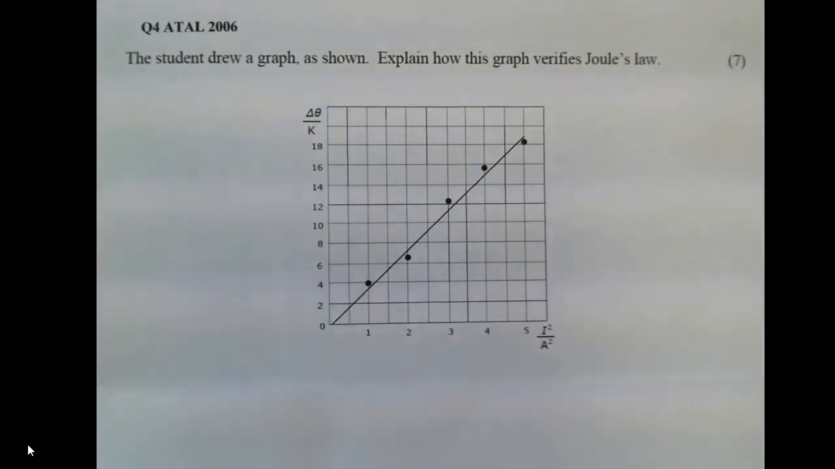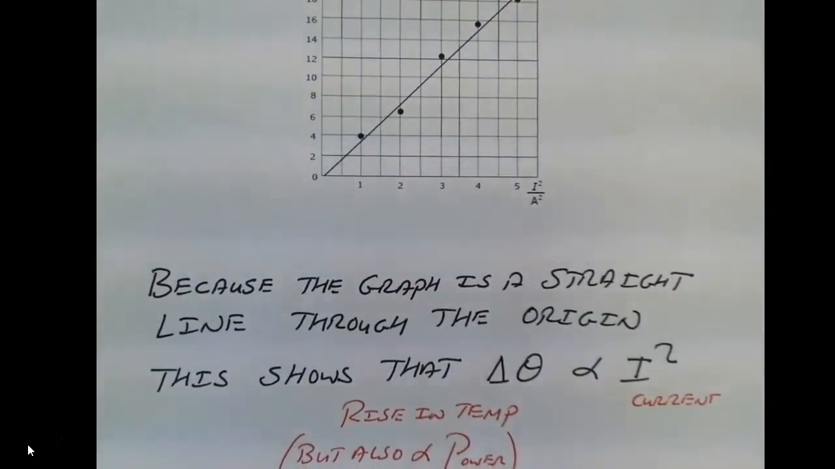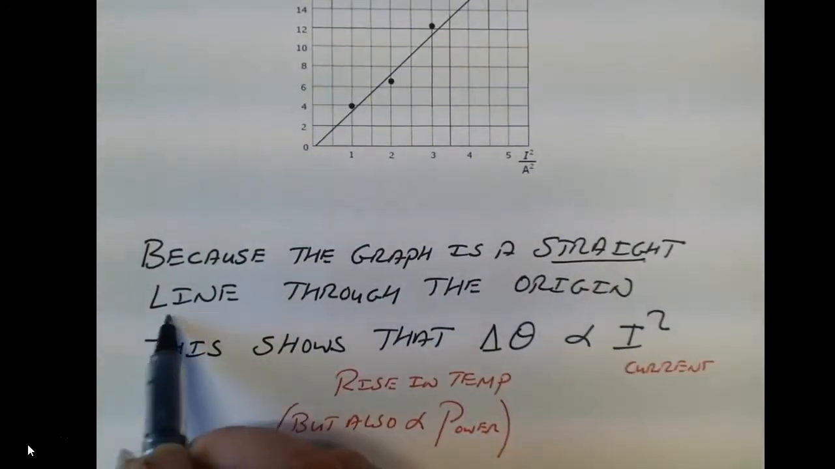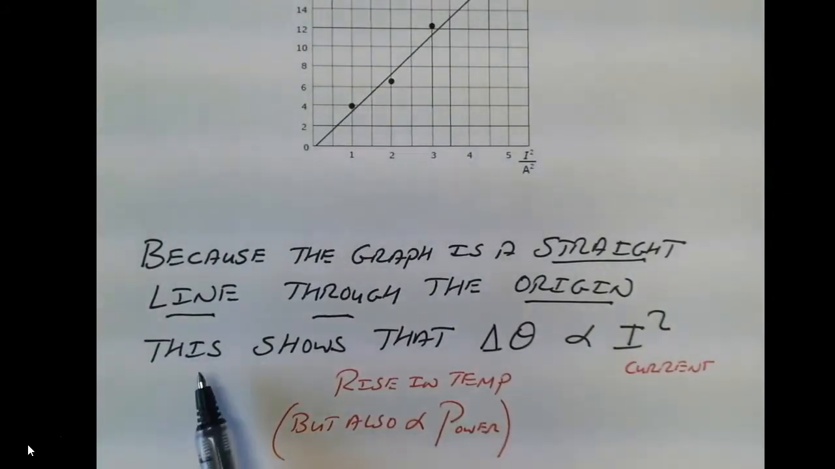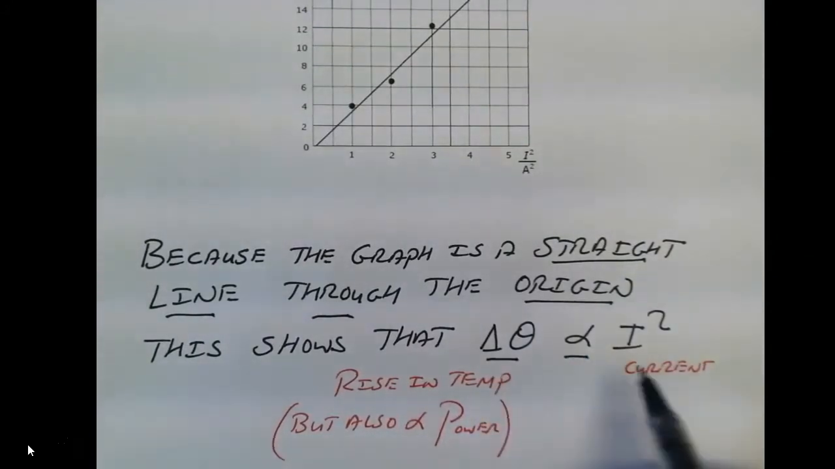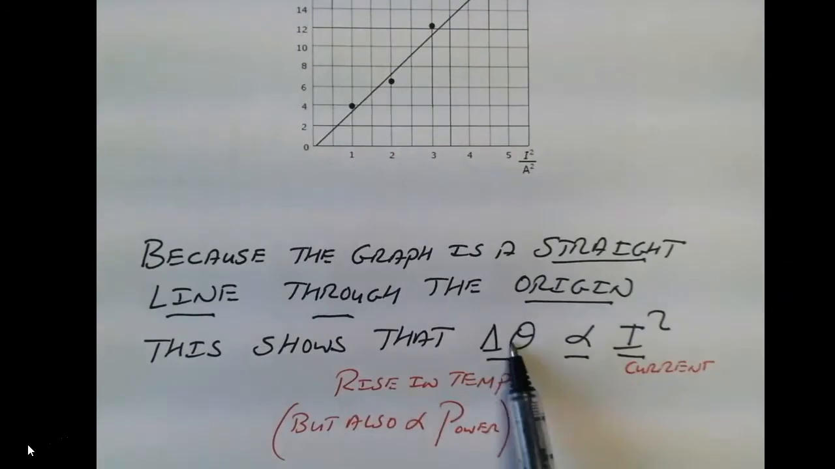So how does this graph verify Joules' law? This is another very standard kind of question. Well, you would always identify that the graph is a straight line passing through the origin. And this proves that whatever's on one axis is directly proportional to whatever's on the other axis. So in this case, you would say this shows that the rise in temperature is directly proportional to the current squared. And rise in temperature is taken as an indication of power, because power and rise in temperature, if you don't change time and mass, will be directly proportional. So that's considered to be equivalent to power.